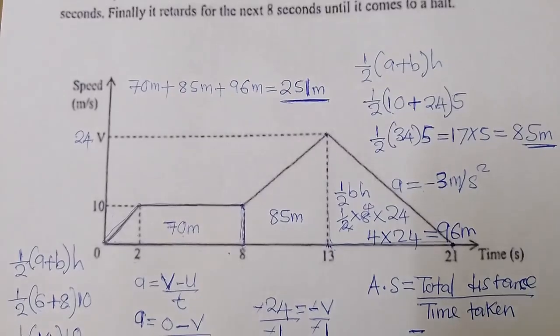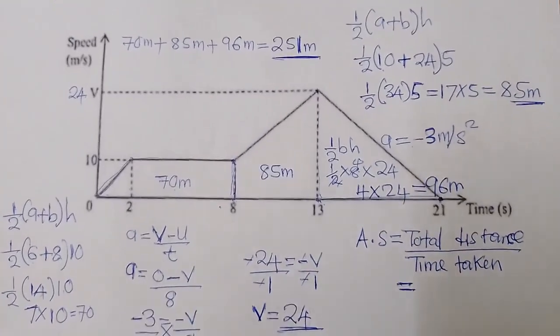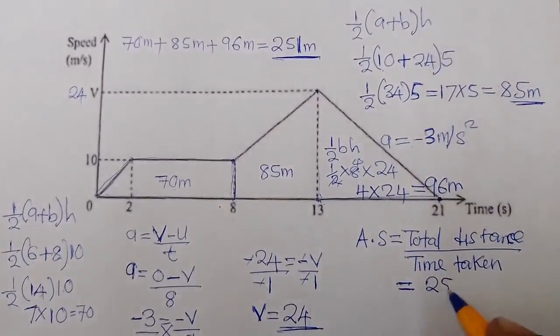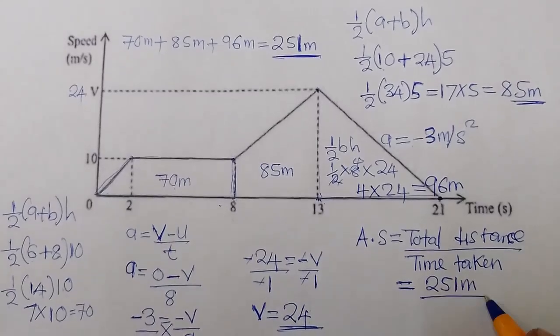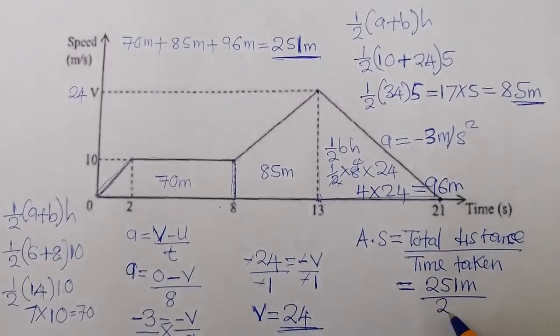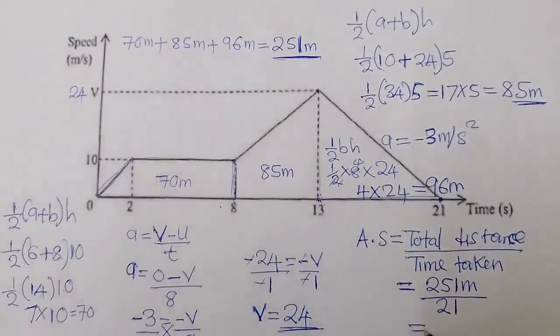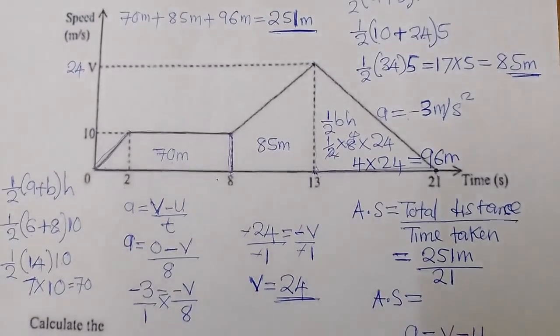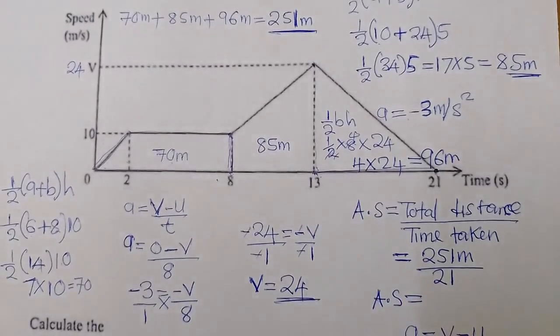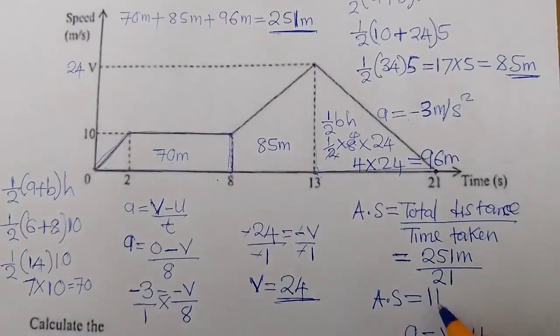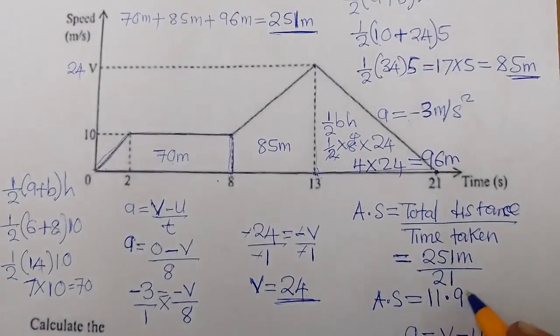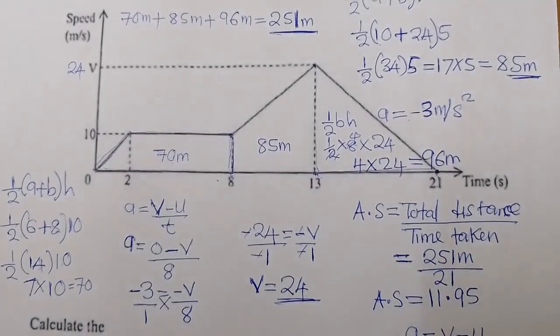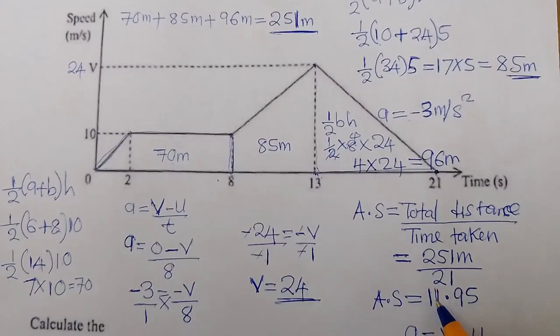Here we go back to our formula. So you say 251 meters over total time, which is 21. So finally, average speed is equal to what? What is your average speed? When you divide here, what will be your answer? Your answer will be 19.95. Have you seen? Like this. You're going to get 19 point what?